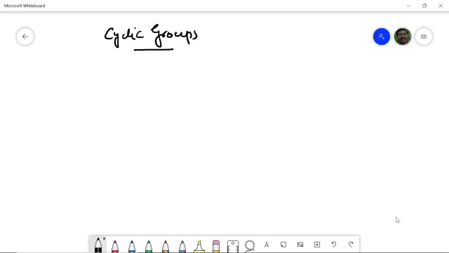In the previous sessions, we had discussed cyclic groups and the properties of cyclic groups. So in this session, we'll be considering some common examples of cyclic groups. Before that, what's a cyclic group?